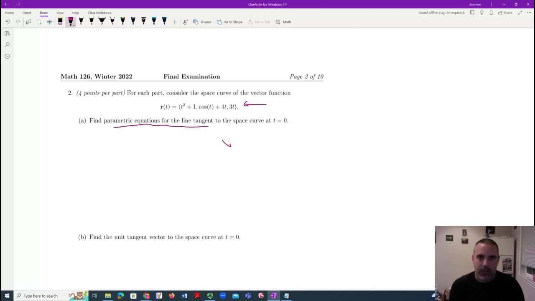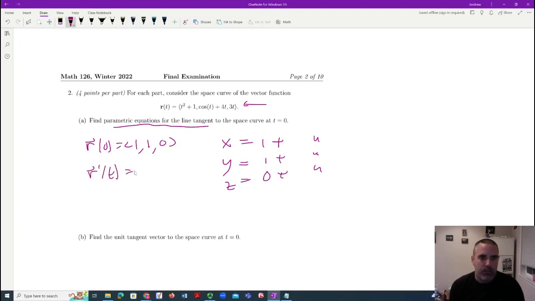It says find the tangent line x, y, z plus t, t, t. Actually, I would advise you to use something else, but I give you full credit. 0, 0, 0. Okay, we need r of 0, which is 1, 1, 0. We need r prime of t, which is 2t, negative sine of t plus 4, and 3, and r prime of 0 is 0, 4, 3.